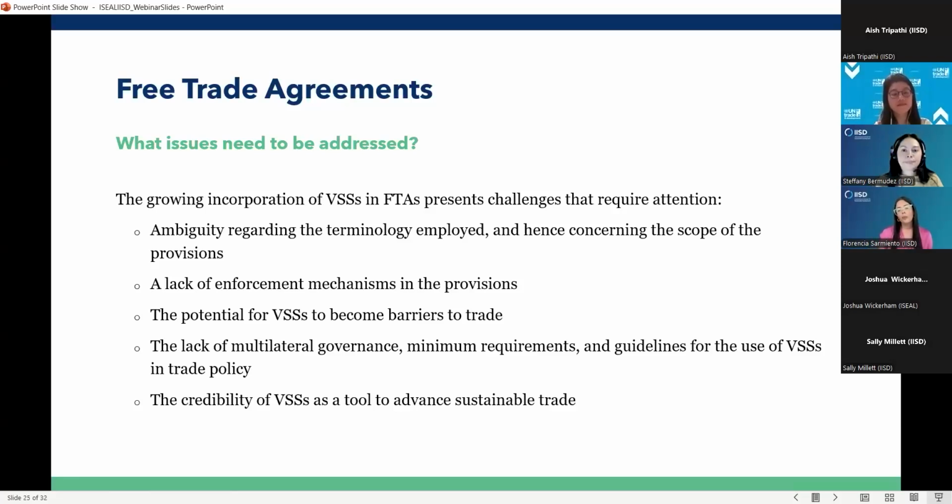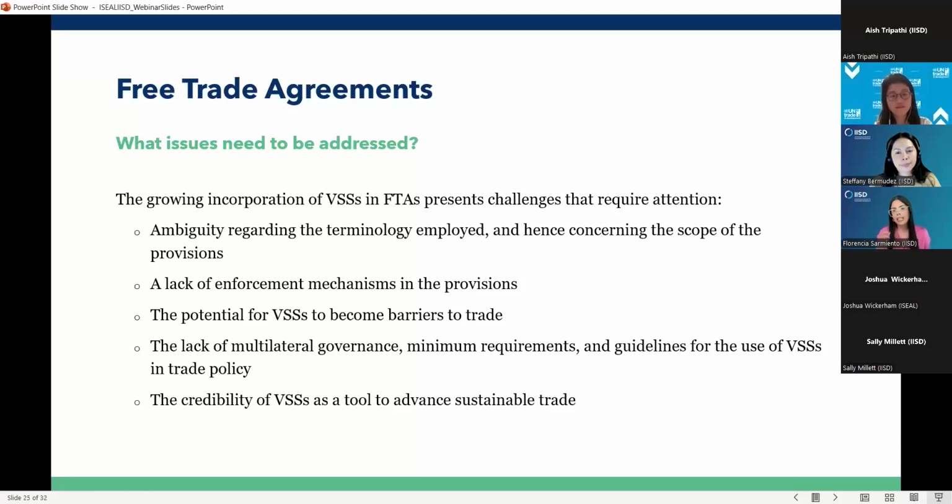Another issue that we have identified is that there is a lack of guidance on how to use VSS in trade policy and also which VSS should be used. Here, it would be helpful to assess whether governments would find it useful to develop a set of minimum requirements that standards need to meet in order to be formally used in trade policy. And this can be related to the design, considering transparency and credibility, among others, as well as guidelines on how to specifically integrate them in trade policy.